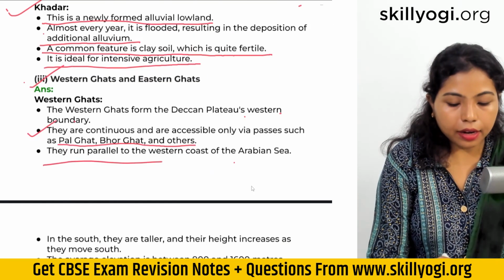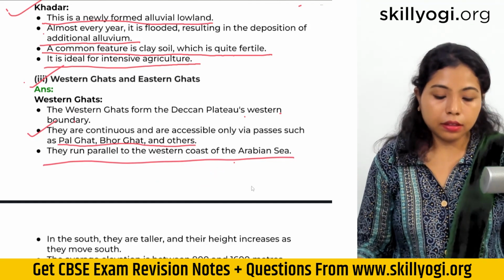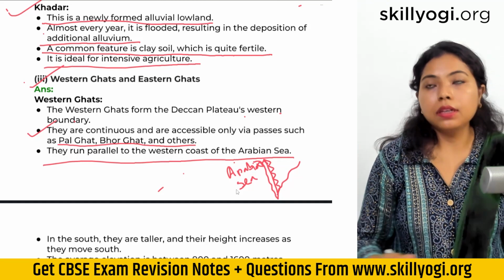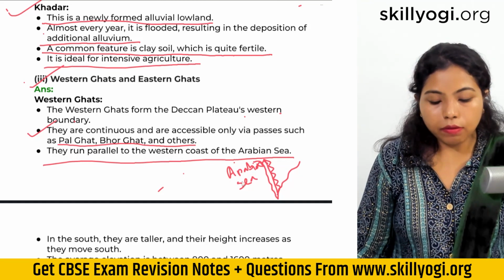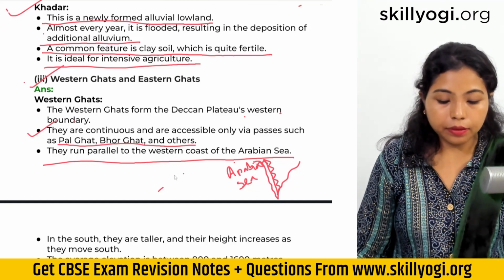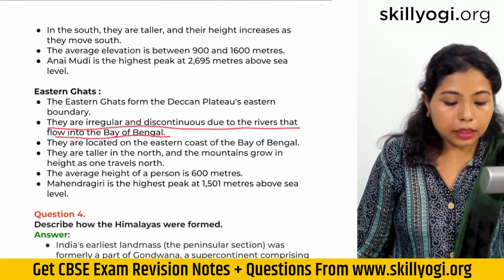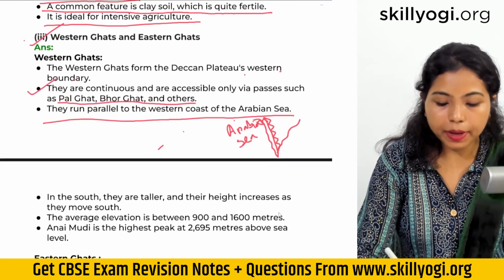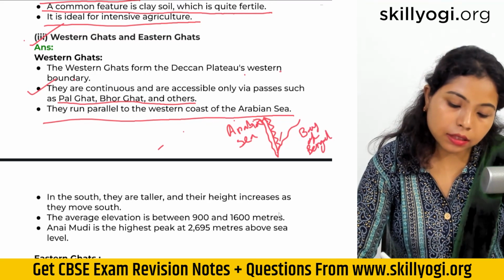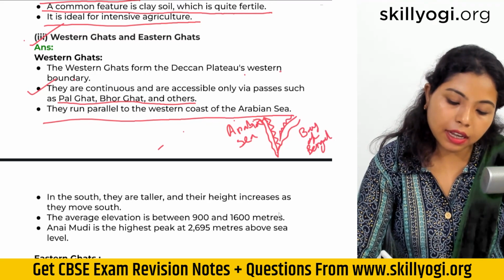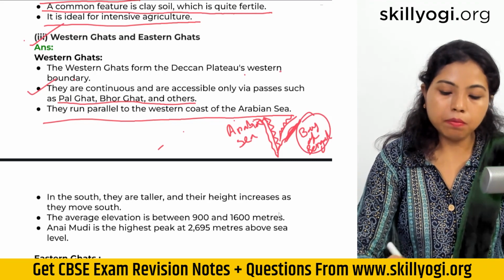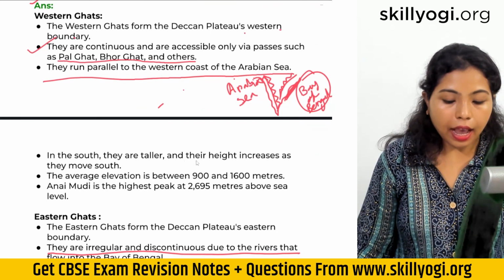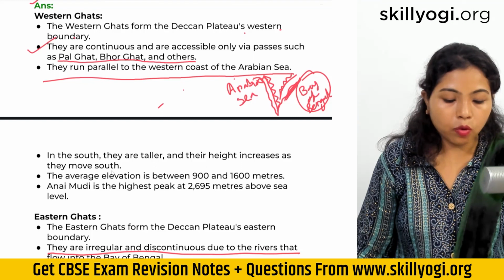They run parallel to the western coast, the Arabian Sea. The Western Ghat is parallel to the western coast of the Arabian Sea. Next, the Eastern Ghats are located on the eastern coast along the Bay of Bengal. So here is the Bay of Bengal, and the Eastern Ghat is situated on the eastern coast of the Bay of Bengal.